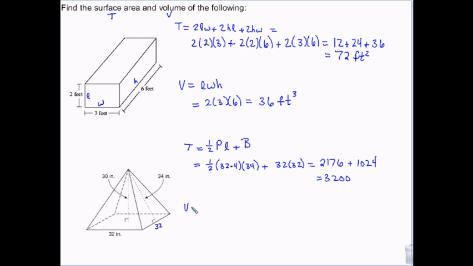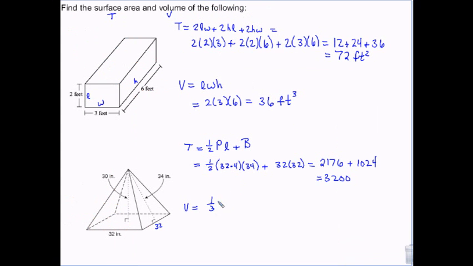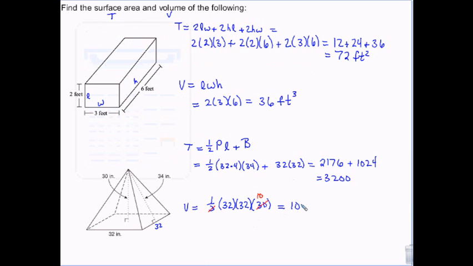And then volume is 1/3 base times height. And that's the area of the base. So 1/3, I have 32 times 32. That's the area of the base times the height, which is 30. And what I'm going to go ahead and do is I'm going to take 1/3 of 30, because 3 goes into 30 10 times. And that makes my math easier. So I'll do 32 times 32 times 10. And that's cubic inches, and this was square inches.